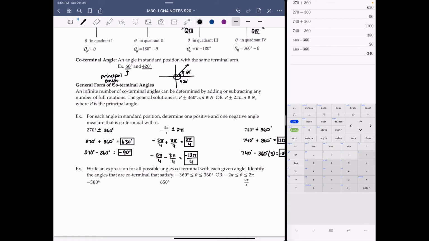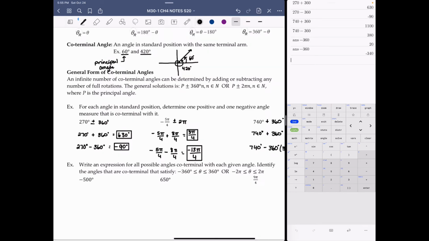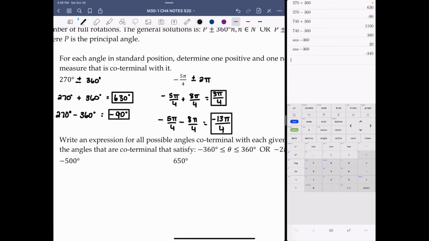Write an expression for all possible angles coterminal with each given angle. Identify the angles that are coterminal that satisfy theta is greater than or equal to negative 360 degrees and less than or equal to 360 degrees. Or for radians, theta is greater than or equal to negative 2 pi and less than or equal to 2 pi. First one is negative 500 degrees.